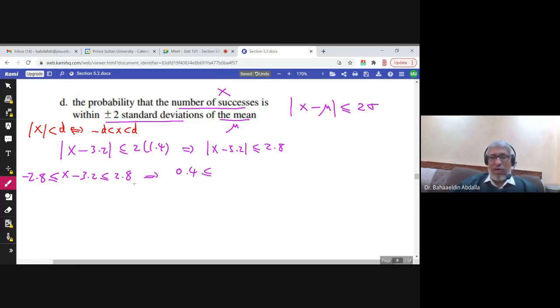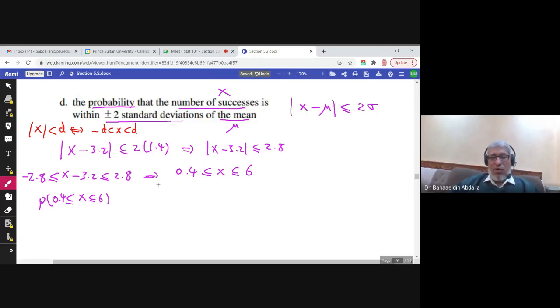So 0.4 ≤ x ≤ 2.8 + 3.2, and this is 6. So these are the values. I need to find their probabilities. So I need to find the probability that x is between 0.4 and 6.